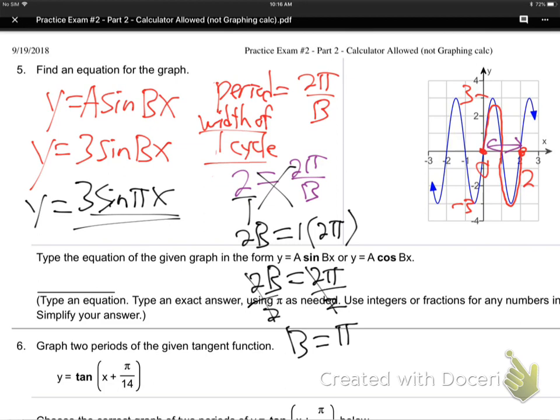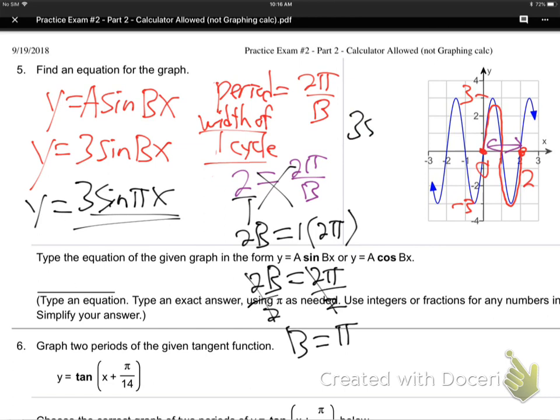So for B, do we have to do it like that, or could we just plug in the 2 for B and then divide by 2 pi? Like how you did for B, you put 2 equals 2 pi over B, and you did all of that. So can we just plug in the 2 for B? You're saying the width of the cycle, plug in the number 2 at B, and then you can cancel the 2, and it'll still be pi, instead of doing all that work.